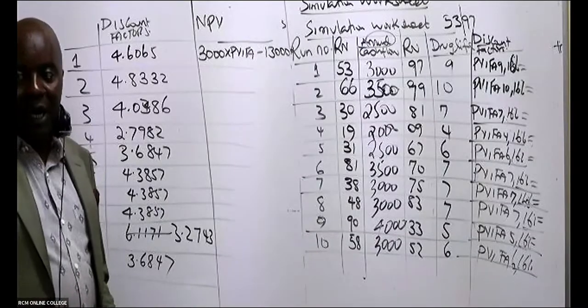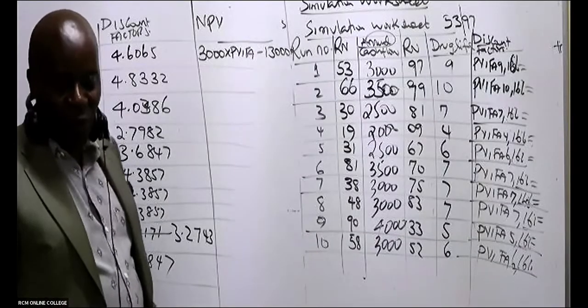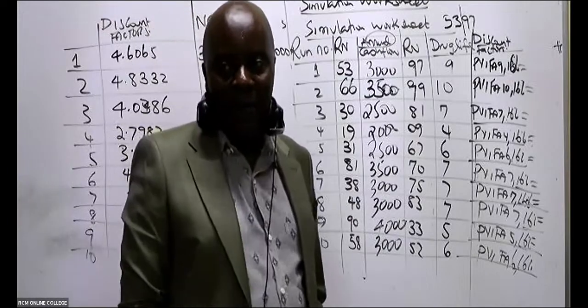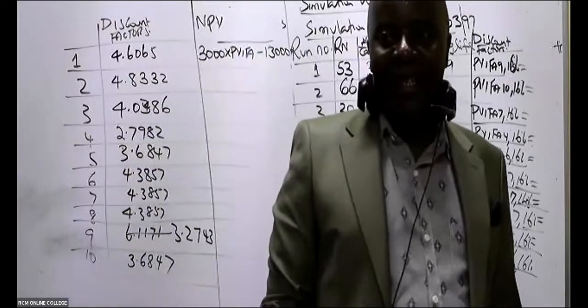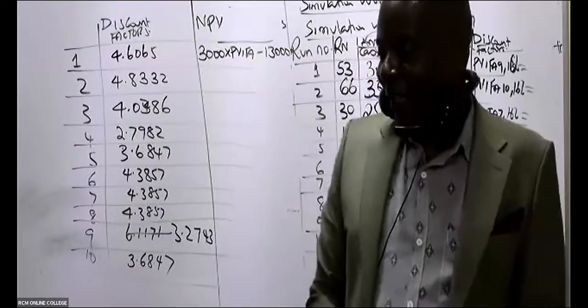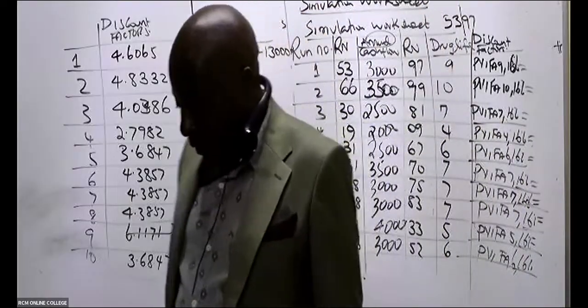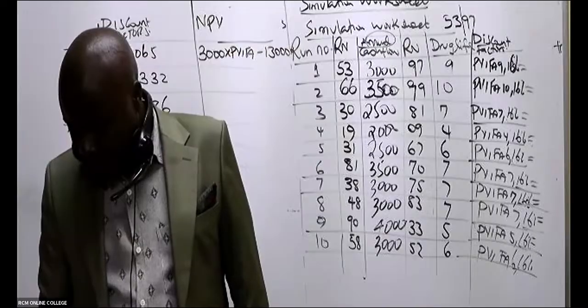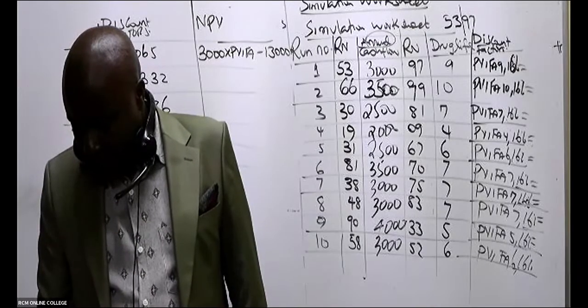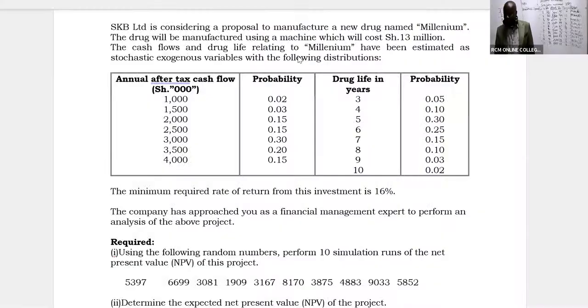13 million. But you remember your cash flows are chopped 3 zeros. Your cash flows are in shillings thousands. If you look at the question, your cash flows are in shillings thousands. So meaning that even this initial outlay, you must chop 3 zeros.